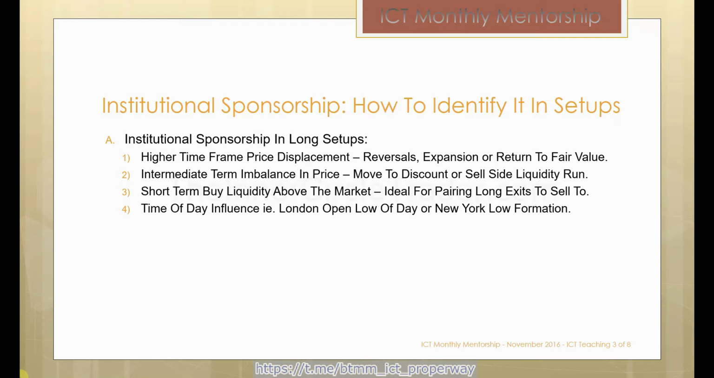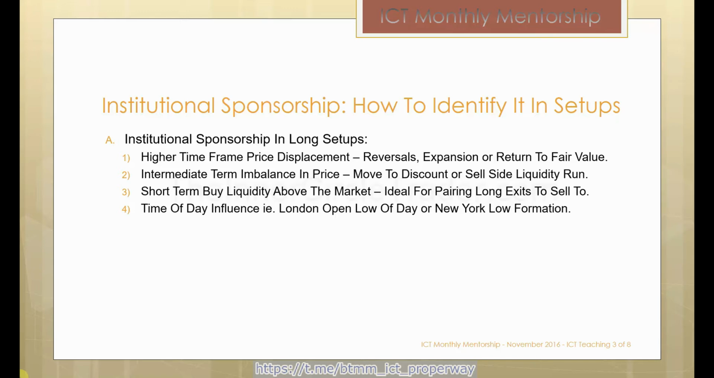Now, it's important to understand that number one and number two are the criteria, what sets up the expectation for institutional sponsorship. Then we see the actual institutional sponsorship come in by way of attacking the marketplace for the buy side liquidity that would be resting above the marketplace. In other words, we have buy stops typically above old highs when we're short.